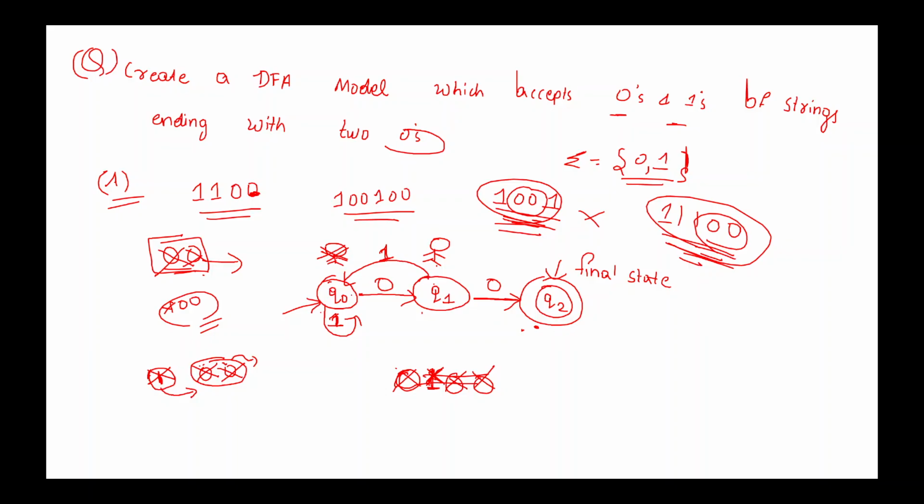I hope you got how q1 on 1 is defined. Now q0 on 0 and 1 both are defined, and q1 on 0 and 1 both are defined, and the remaining is q2 on 0 and 1 should be defined, right?